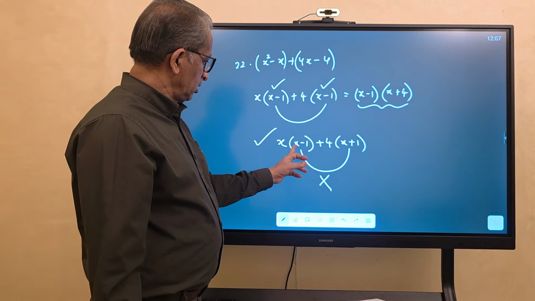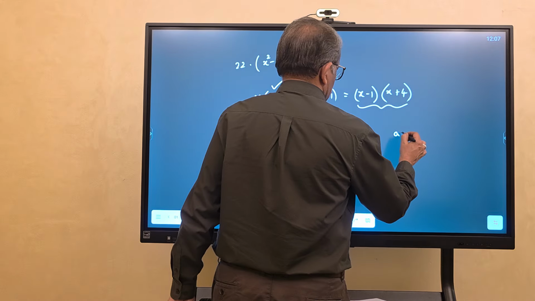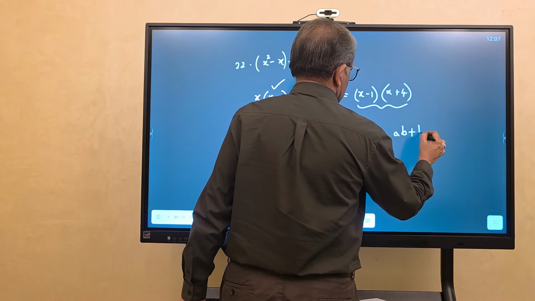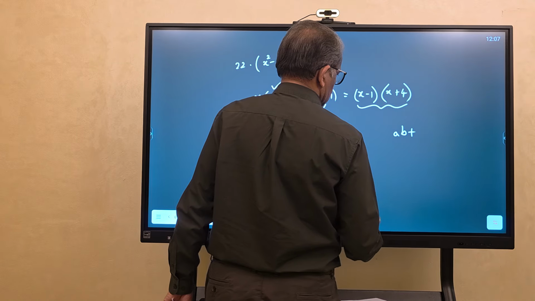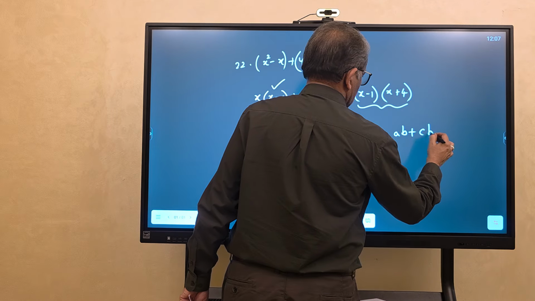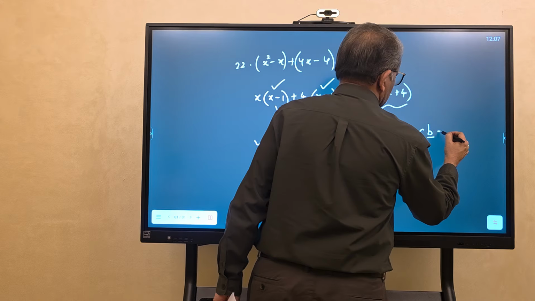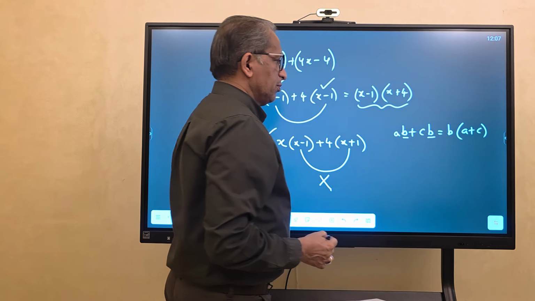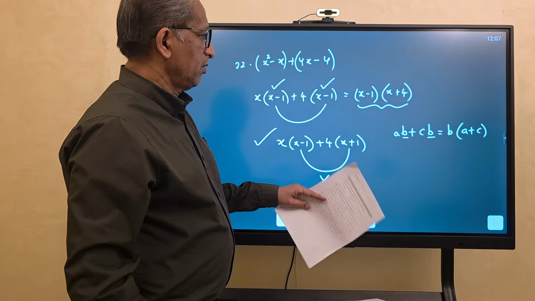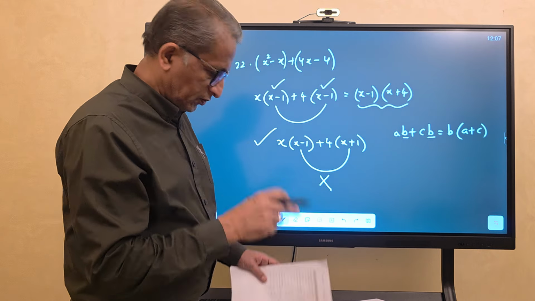For grouping, it is like AB plus CB. Look at it, B should be the same. Then only I take that out, and then I write A plus C times B. Otherwise, I will not be able to do the grouping. So that is the rule of grouping. Don't forget about this.